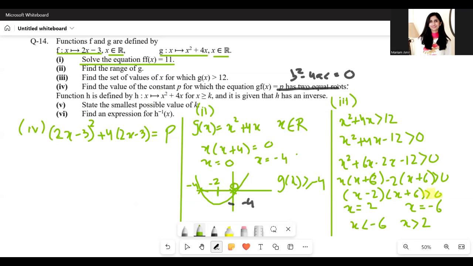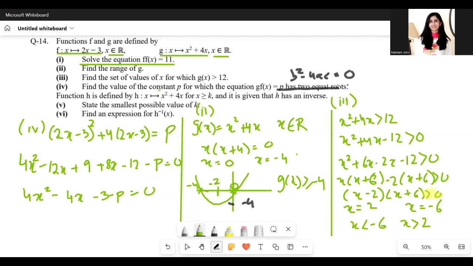Looks good. Expand this, a square minus 2ab. So that's going to be 12x plus 9 plus 8x minus 12 minus p is equals to 0. 4x square minus 4x, and this would be minus 3 minus p is equals to 0. This is the quadratic equation that we're getting.